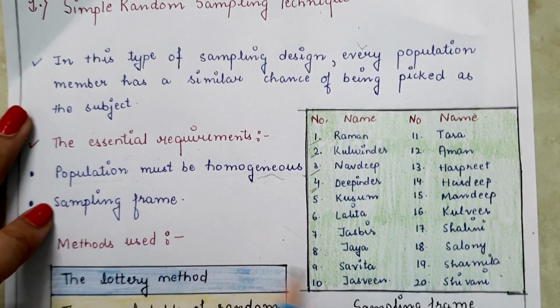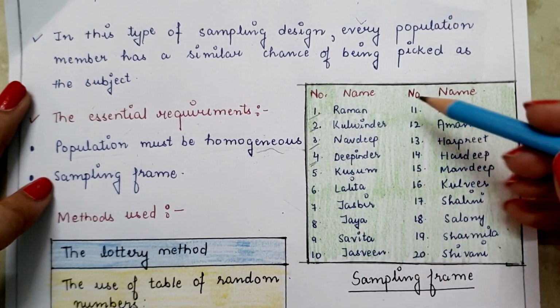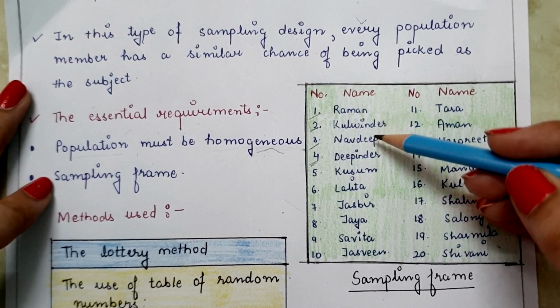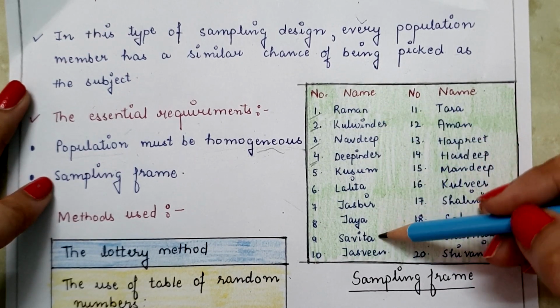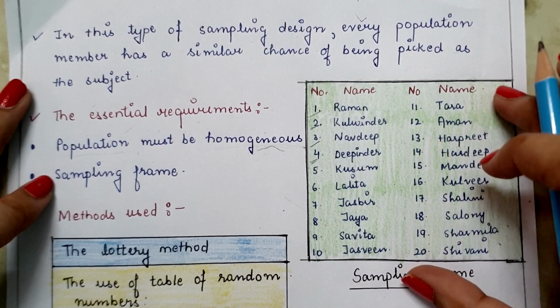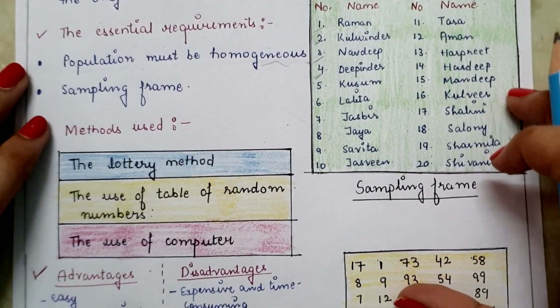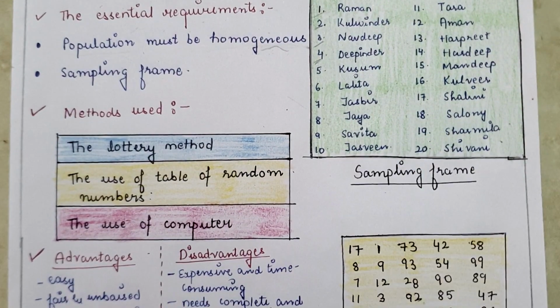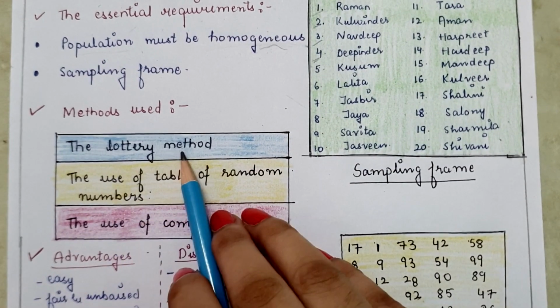Next is sampling frame. This is a sampling frame which contains the information of all the population members from which the sample is taken for the study. Next are the methods used. First one is the lottery method.